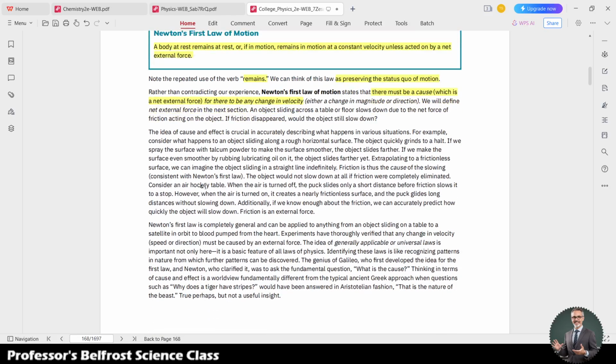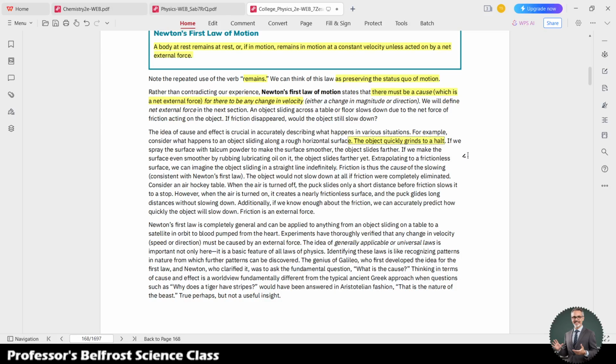Consider what happens to an object sliding along a rough horizontal surface. The object quickly grinds to a halt, right? But if we spray the surface with talcum powder to make it smoother, then the object will slide further because we have reduced the friction. And friction is the opposing force, the force that acts on the object to slow it down.